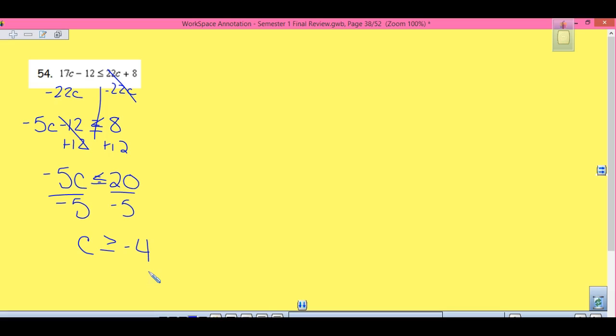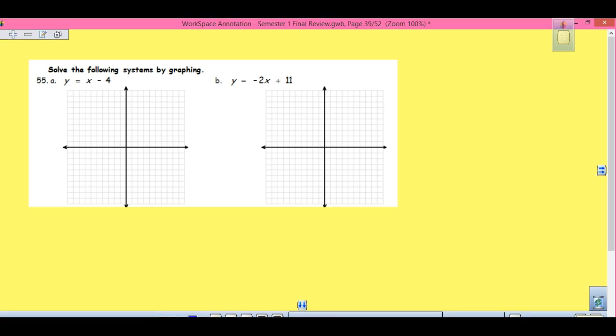Okay, this next one, major typo. It should be written with a bracket because it's a system. So right away you should have been like, okay, these should be on top of each other. So it's y equals x minus 4, y equals negative 2x plus 11. And then we don't have to do anything with this.